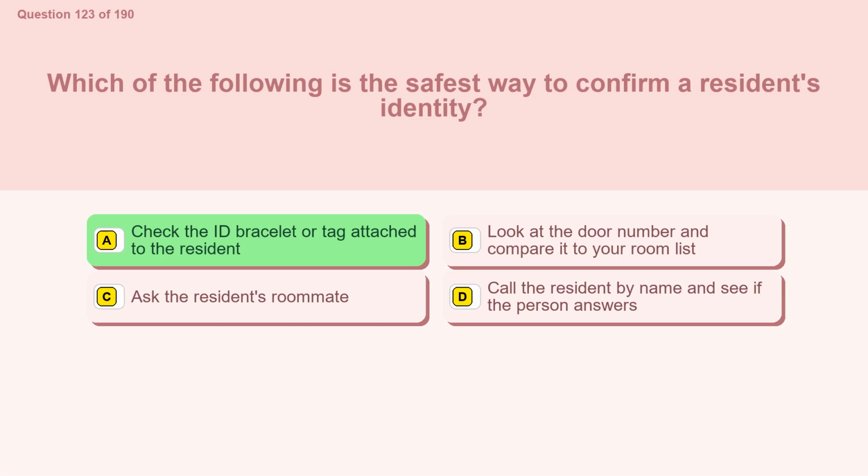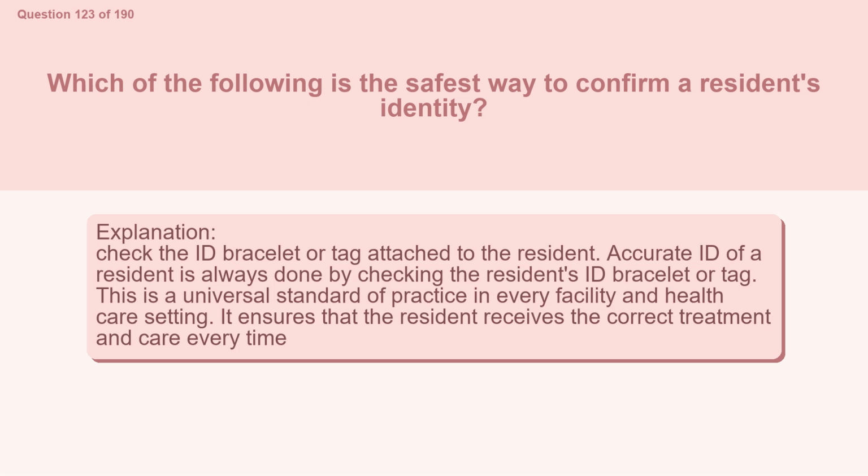The correct answer is option A. Check the ID bracelet or tag attached to the resident. Accurate ID of a resident is always done by checking the resident's ID bracelet or tag. This is a universal standard of practice in every facility and healthcare setting. It ensures that the resident receives the correct treatment and care every time.